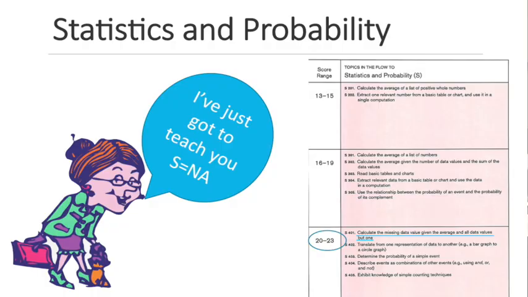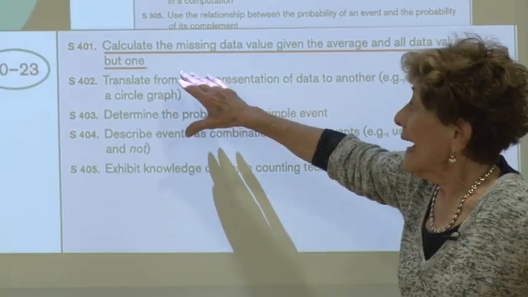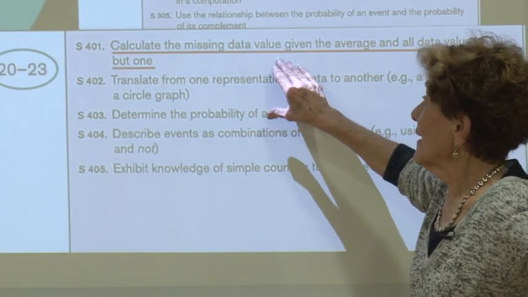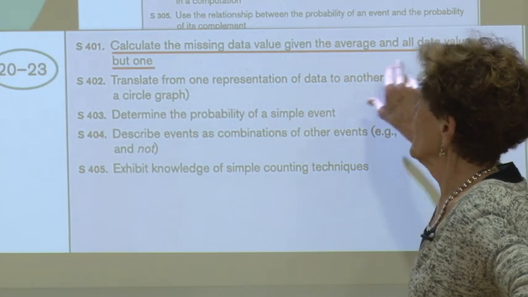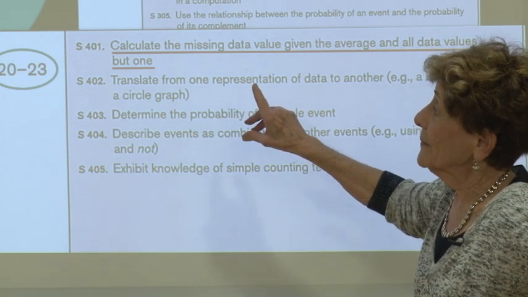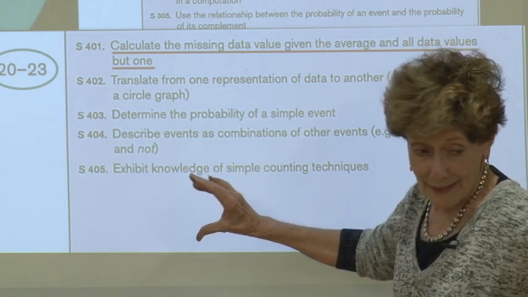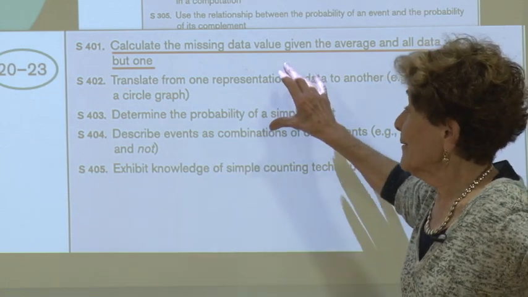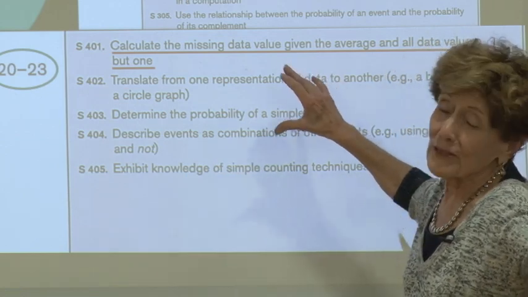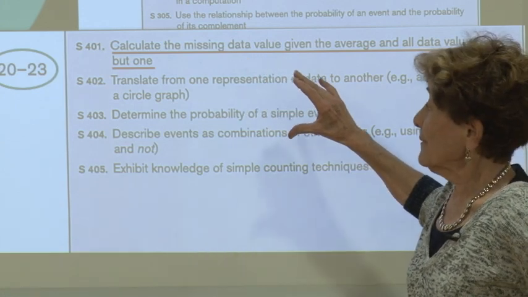Okay. I have to teach you SNA. Right. SNA. Okay, and it's not my creation. It's in every practice book for the SAT and ACT and whatever. Calculate the missing data value given the average and all the data values but one. And as I said, this is not my creation. It's in every practice book, and you did it back in probably 7th grade.